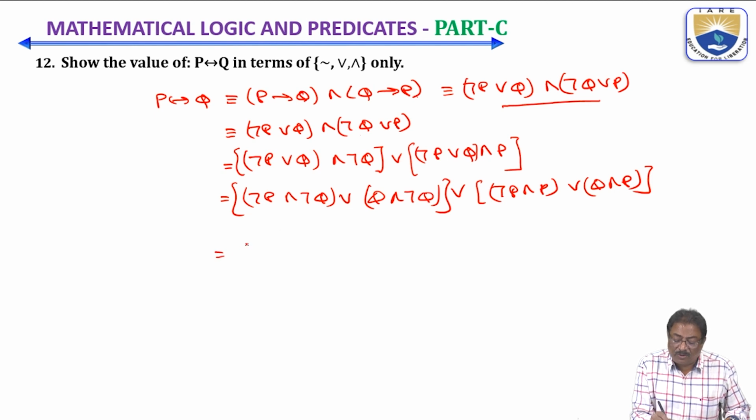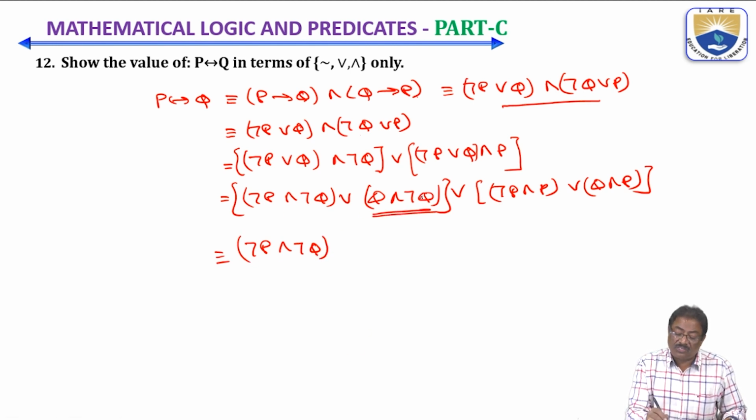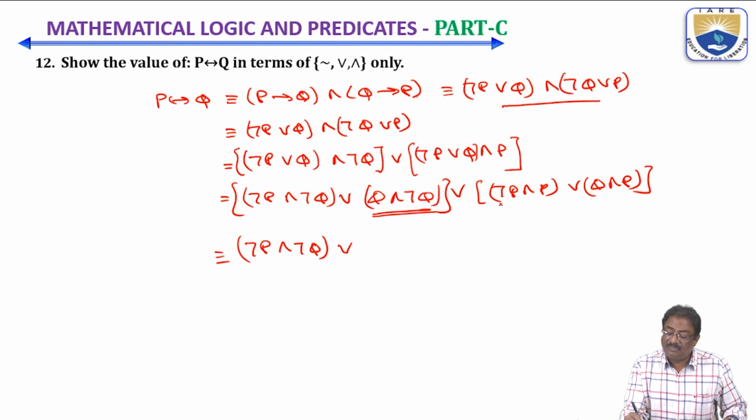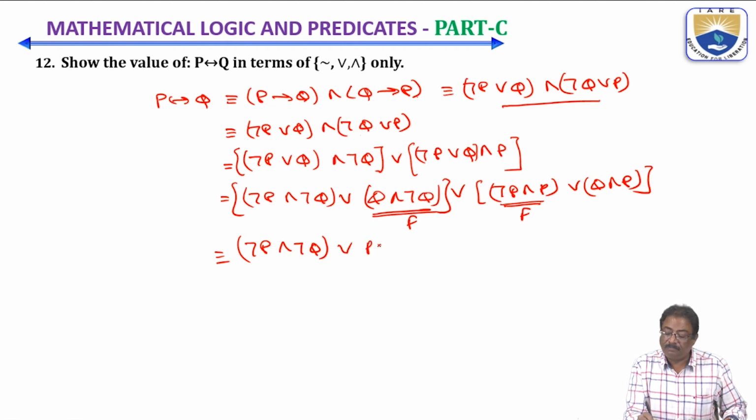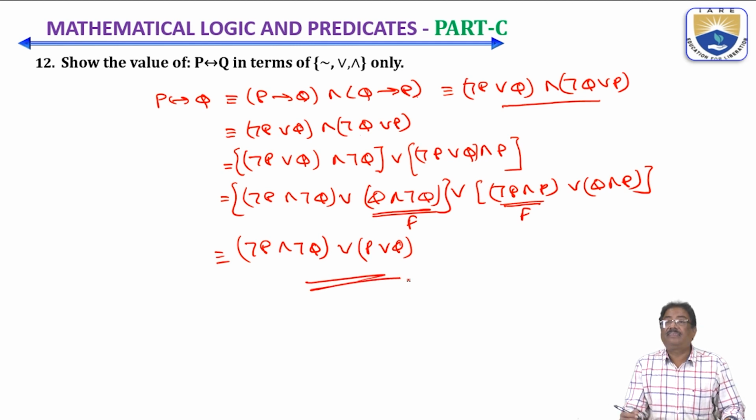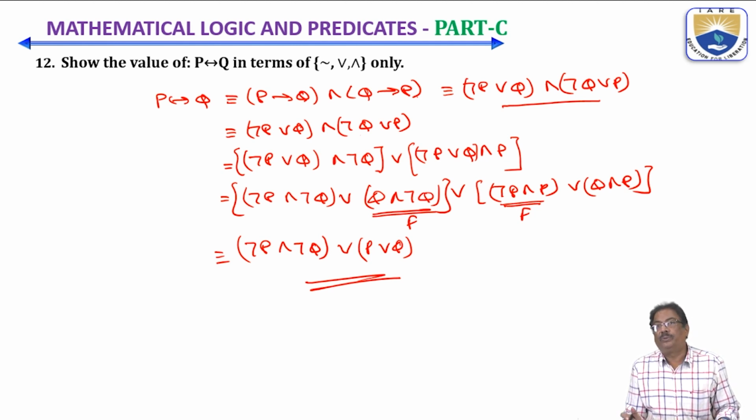So we say negation P and negation Q, and of course this is nothing but a contradiction. Whatever the value of Q or P, we get P or Q. So this is how we represent a biconditional P biconditional Q, whose equivalent form consists of negation, or, and.